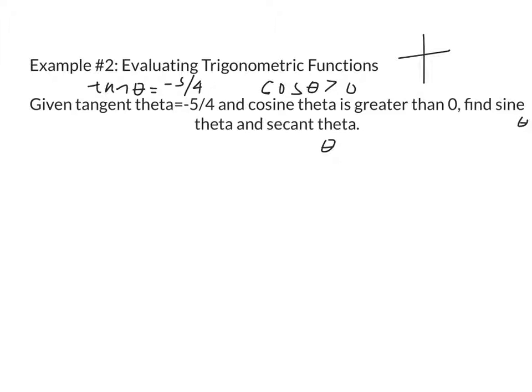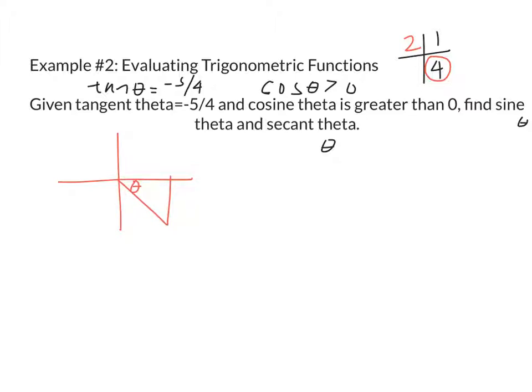That means where your x values are positive, if you think about your 4 quadrants. So technically, cosine is only positive in quadrant 1 and quadrant 4. Tangent theta is negative, and technically tangent is only negative in quadrants 2 and 4. So since 4 is the overlap, our triangle really needs to be set up in quadrant 4.